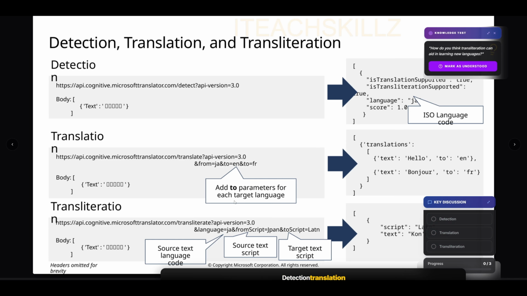Detection, translation, and transliteration are essential processes in multilingual communication. Let's start with detection. The system identified Japanese, ISO code JA, as the language. Topic: detection. Moving on to translation, the text is translated into English, hello, and French, bonjour, using ISO codes for precision. Topic: translation. Lastly, transliteration takes place where we convert from its native Japanese script, Jpan, to Latin characters, Latn, resulting in konnichiwa. This enables pronunciation without altering the meaning. Topic: transliteration.